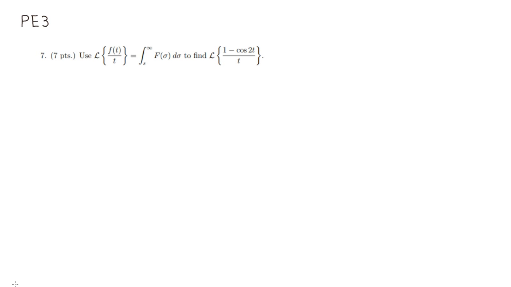All right, let's look at practice exam 3, problem number 7. We're going to use this formula to find the Laplace transform of (1 minus cosine of 2t) over t. So if you compare this, you can see that this part right here, 1 minus cosine of 2t, is going to be f of t.